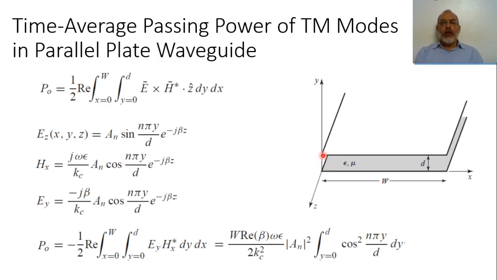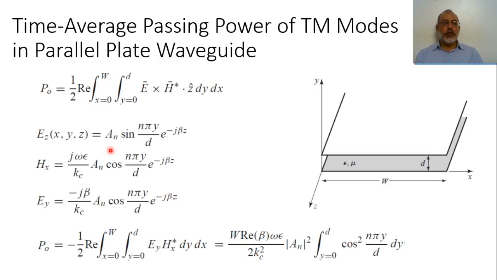The field components that we already obtained for the TM mode are: the longitudinal field component Ez is A multiplied by sine n pi y over d, e to the power minus j beta z. Hx is j omega epsilon over kc, An cosine n pi y over d, e to the power minus j beta z, and Ey equals minus j beta over kc, An cosine n pi y over d, e to the power minus j beta z, and Ex and Hy are zero.